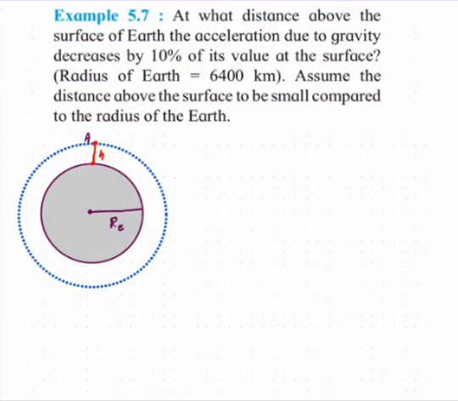Today we have one more question which is based on the acceleration due to gravity. So let's see the question. The question says: at what distance above the surface of Earth does the acceleration due to gravity decrease by 10% of its value at the surface of Earth? So in this question we have to find the value of h.